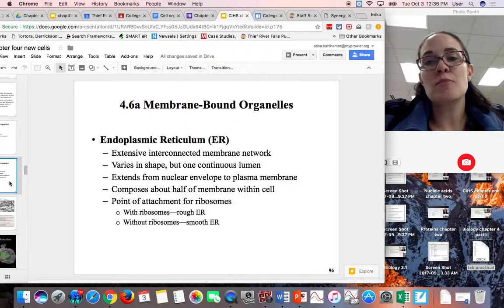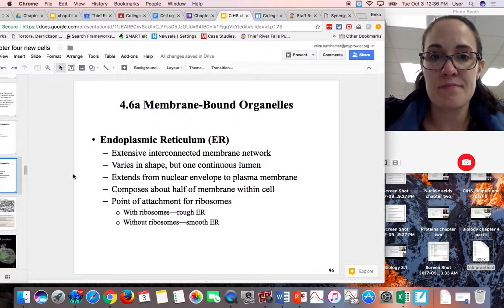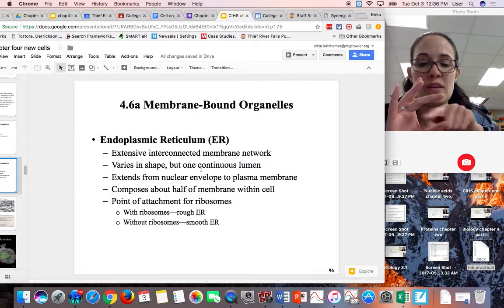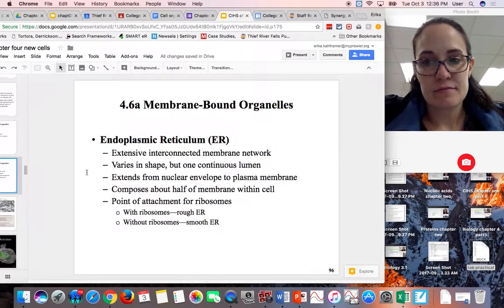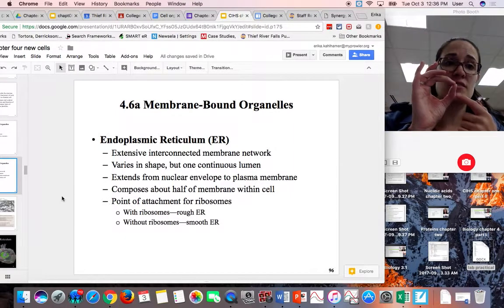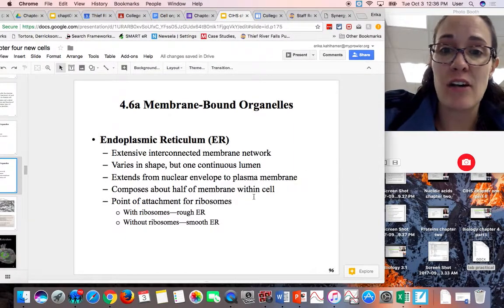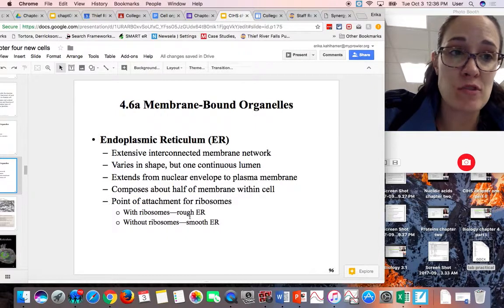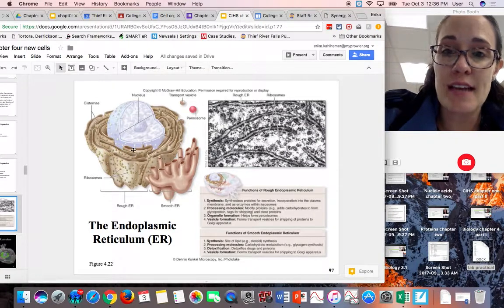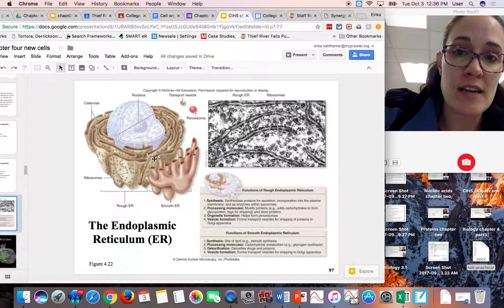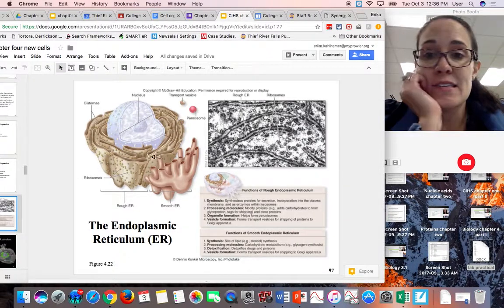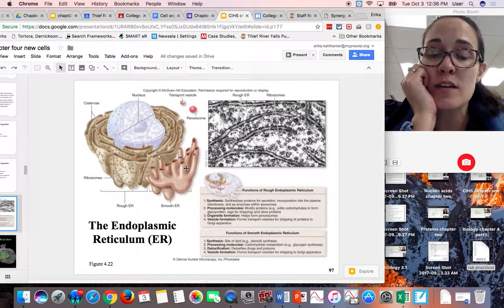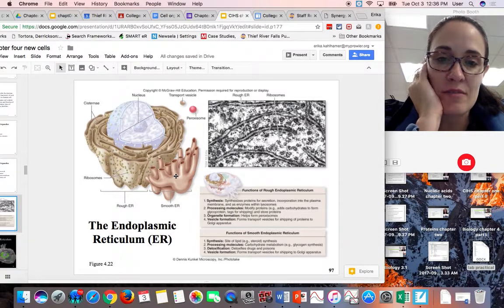The first, the endoplasmic reticulum, is outside of the nucleus. It's one continuous lumen, which means the lumen is like the opening in the middle. So it's all continuous with each other. There's no breaks, and it extends from the outside of the nuclear membrane all the way to the edge of the cell. If it has ribosomes on it, it's called rough ER, and if it's without, it's called smooth ER. And here is the nucleus, like I said, and the ER is outside to that and continues towards the plasma membrane. The rough ER is right next to the nucleus and is studded with ribosomes, and the smooth ER is outside of that, and it doesn't have ribosomes.